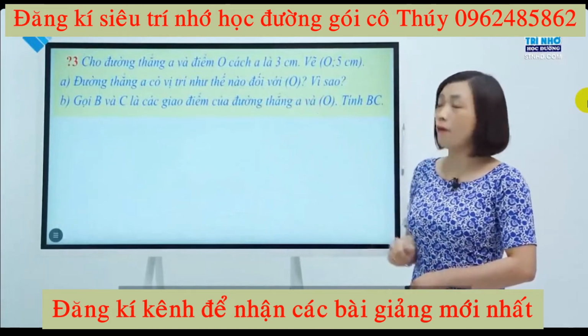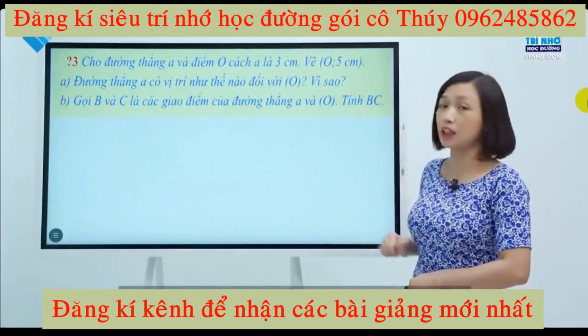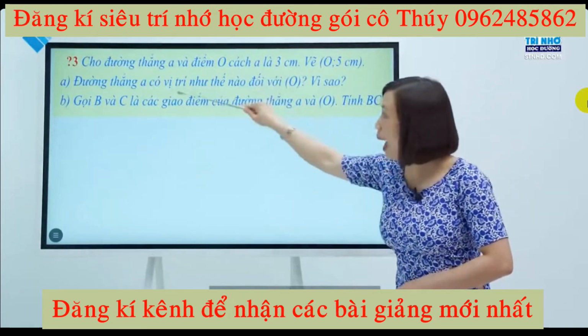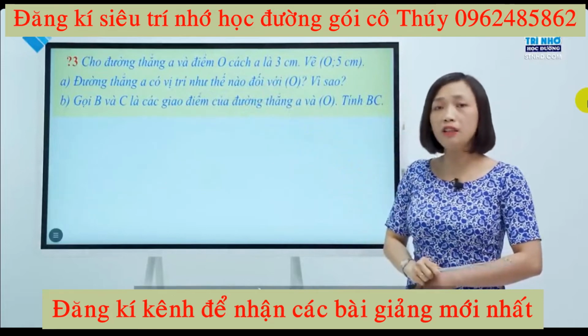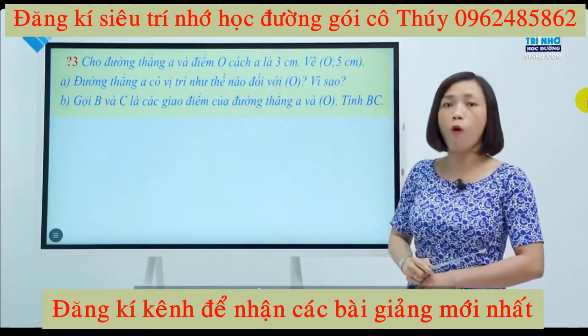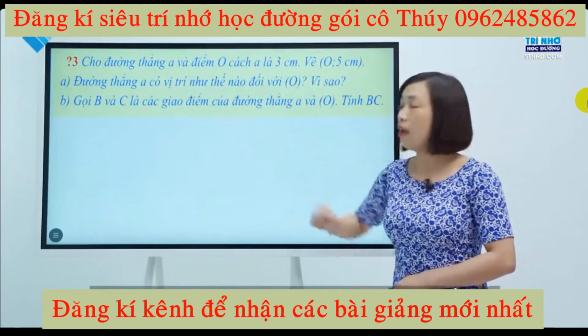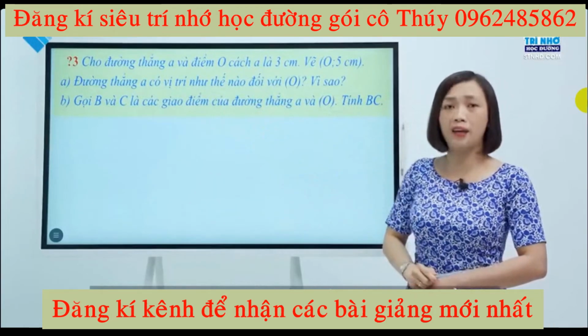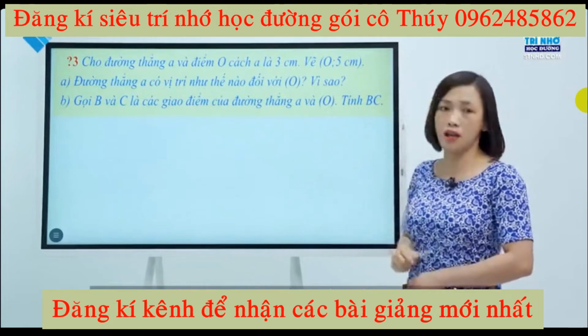Given a line called A and a point O, which is 3 centimeters from line A, draw a circle with center O and a radius of 5 centimeters. Section A. What is the position of line A and circle O? Why? Section B. B and C are the points of intersection of line A and circle O. Calculate the length of BC.